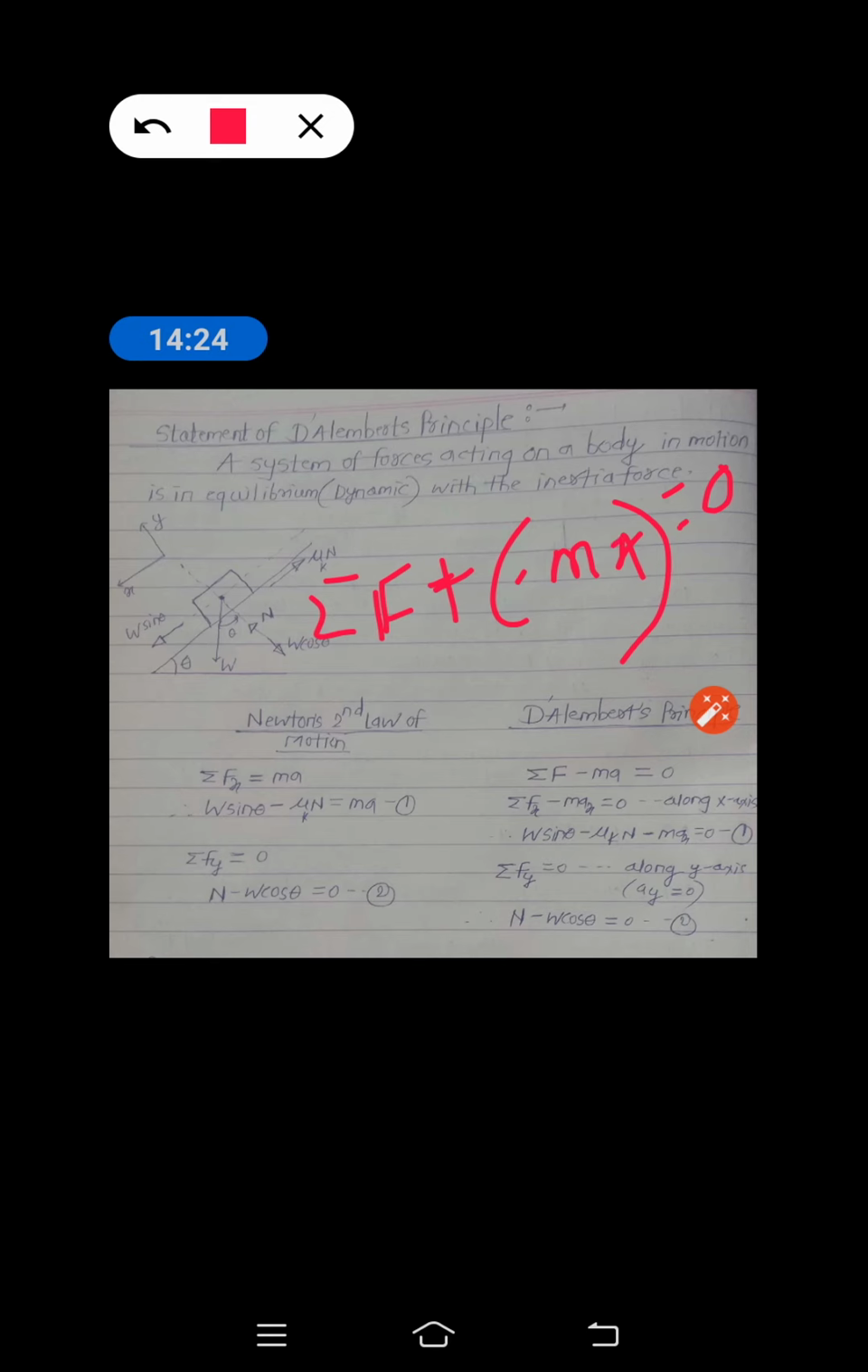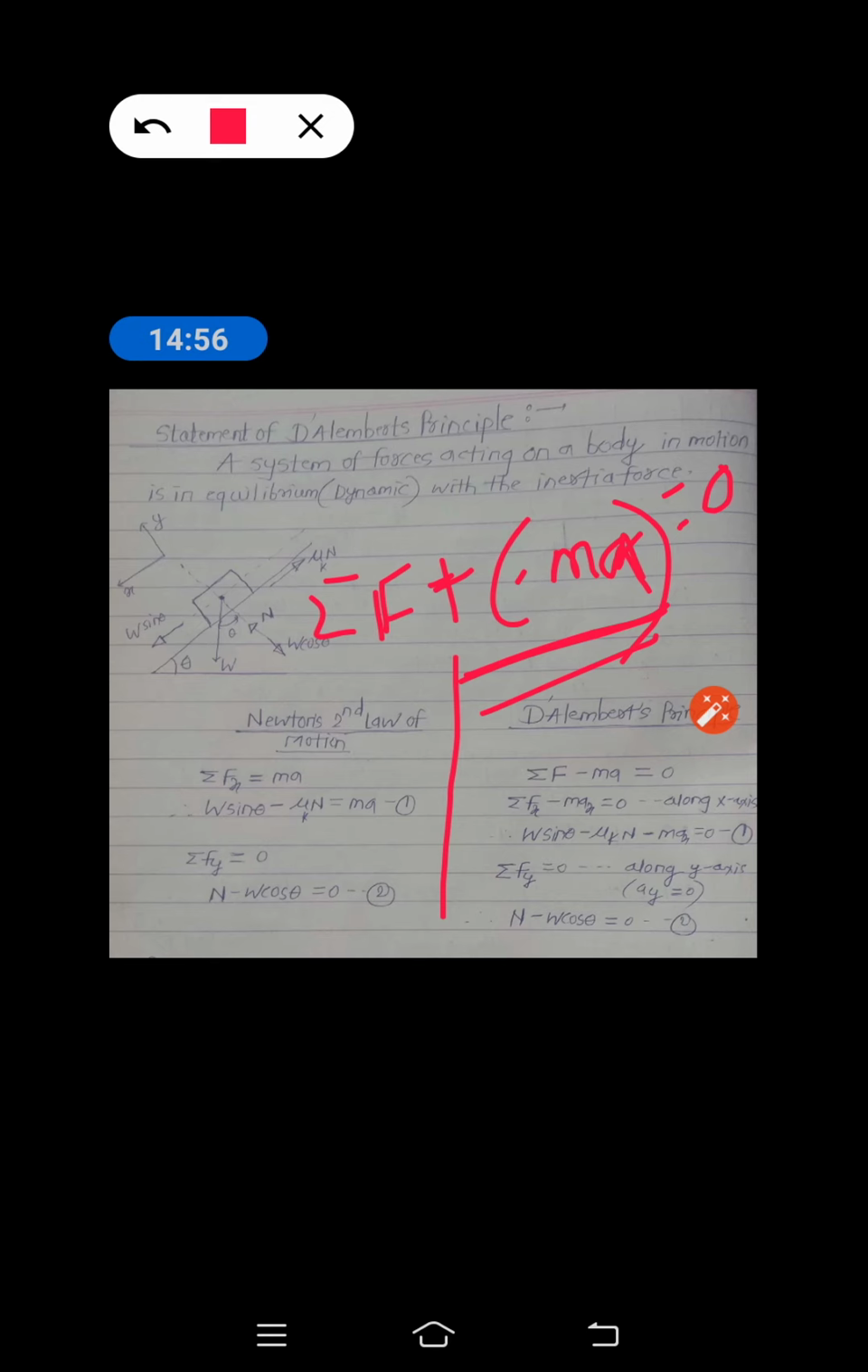So remember here, what is the sign convention of this inertia force? Negative. And why do we take the negative sign? Because that inertia force is always in the opposite direction of the resultant force system. Okay. Now see here the basic difference between Newton's second law of motion and D'Alembert's principle. So what is that difference?